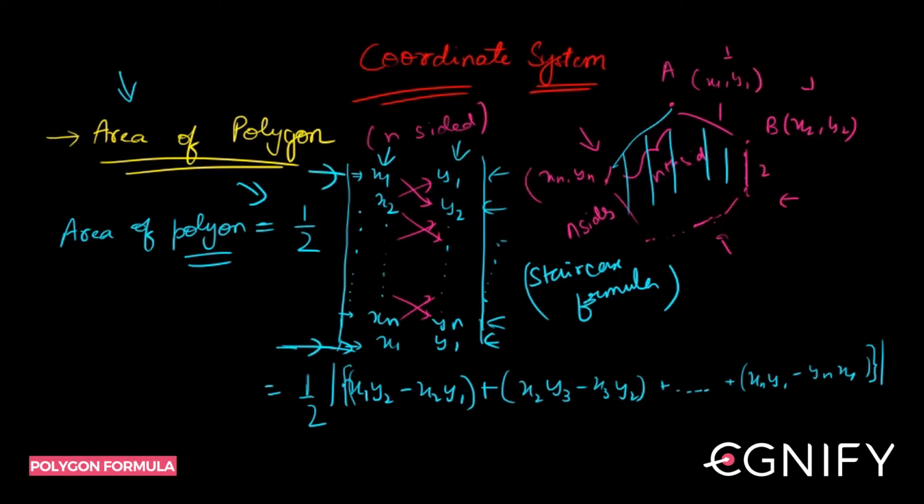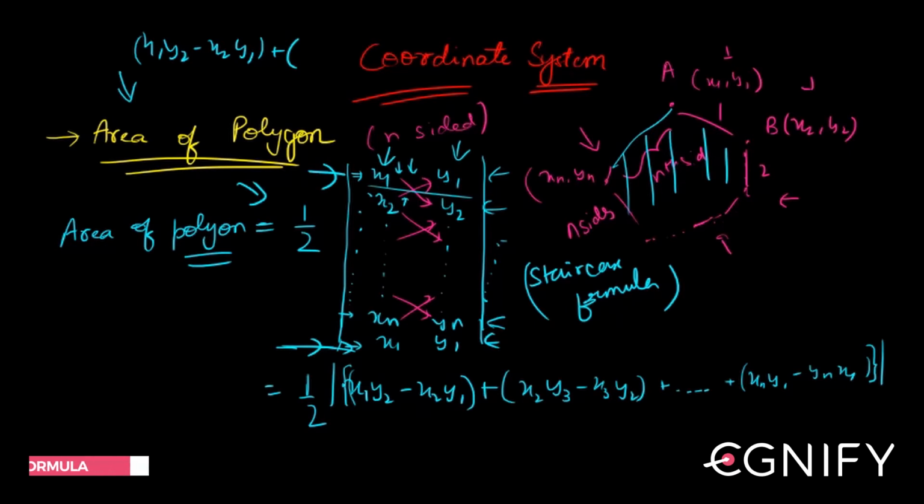Now, treat them as a staircase. So the pink arrows show the direction. Do x1, y2 minus x2, y1, right? So go along this pink arrow, x1, y2, then return along this pink arrow, which is x2, y1, and put a minus sign in the middle, right? Put a plus sign, and then likewise, forget about the upper part.